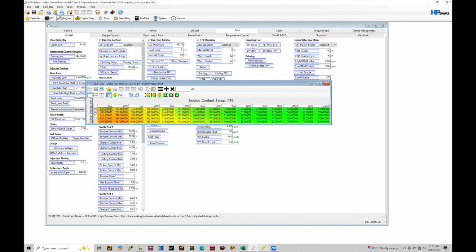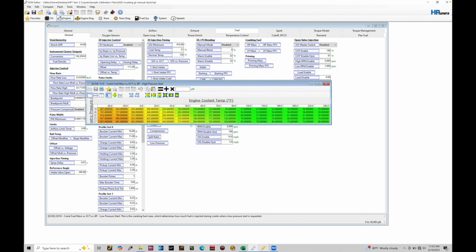So you have your HP and LP mass. This is calling out the mass flow of fuel that we want to deliver in a specific condition. LP is low pressure, HP is high pressure. We're almost always in a high pressure situation. So this is the table responsible, again, for 99.9% of the situations where if you do need to make an adjustment for cranking fueling, this is the table you'll do it in.